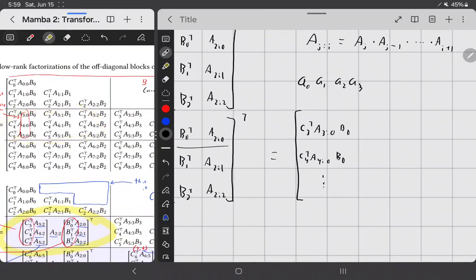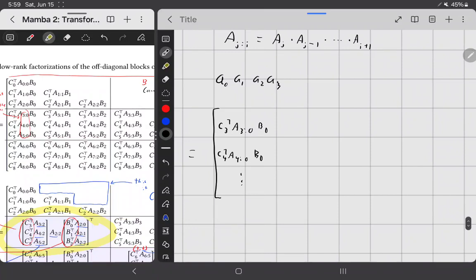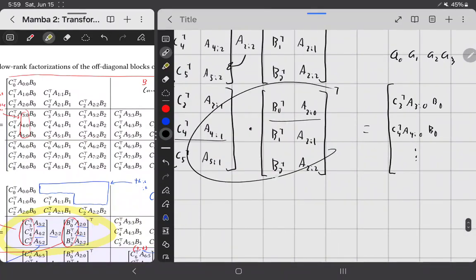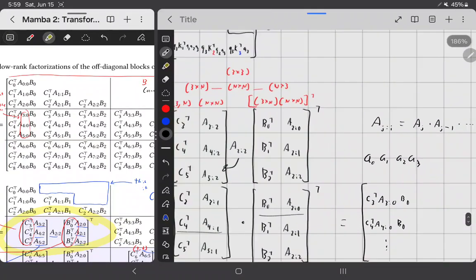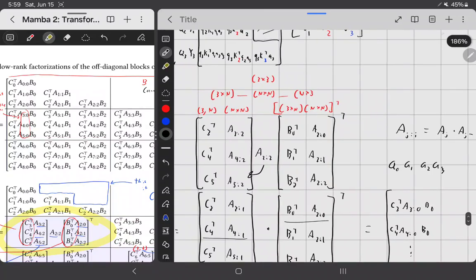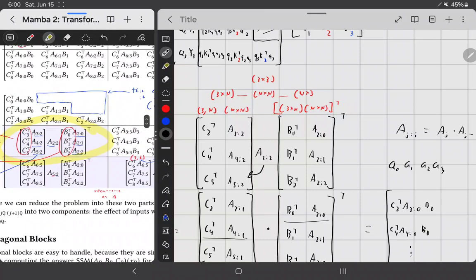So you can trust me on this, or you can go ahead and multiply these out if you want, but it does lead to this equivalence. This decomposition leads to that equivalence. All right, so now we have this equivalence. What does that give us? Is this useful at all?